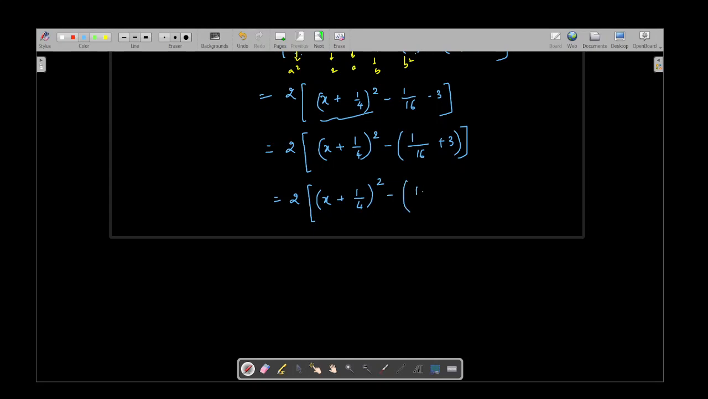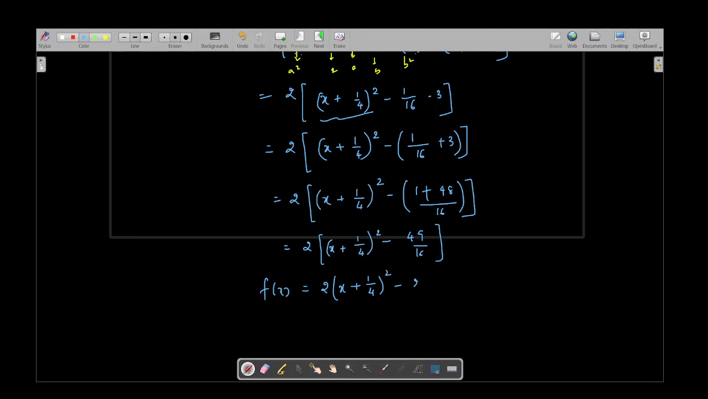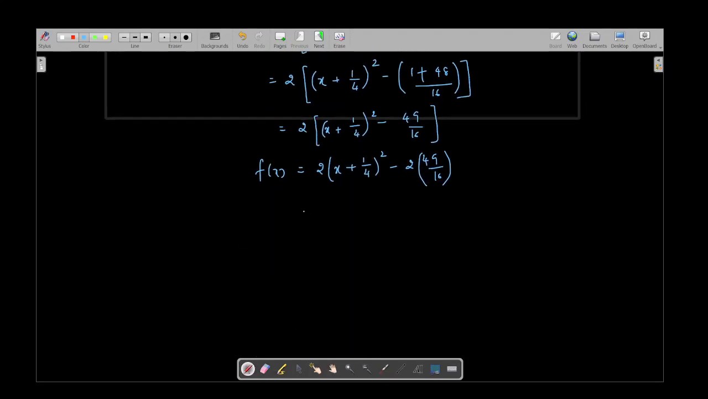Minus, take LCM, 1 plus 16 into 3 is 48, so 49 by 16. So this is equal to 2 times x plus 1 by 4 whole square minus 49 by 16. Finally, I'll take 2 inside. I'll multiply 2 with both the terms inside the bracket. So I'll get 2 times x plus 1 by 4 whole square minus 2 into 49 by 16. So this is equal to 2 into x plus 1 by 4 whole square minus 49 by 8. So this is the standard form we have to bring in.